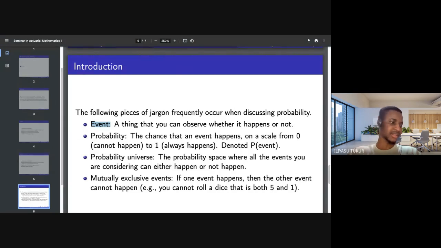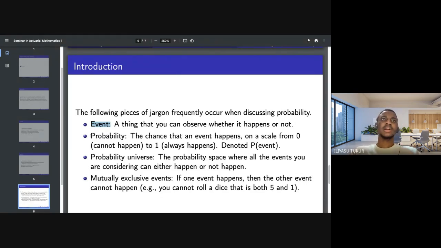So that is an event. An event of going to market, an event of an accident happening, an event of maybe someone being sick, an event of rain falling today, all these events. A lot of them, rolling a die, tossing a coin, and things like that. So that is what is meant by an event: a thing that you can observe, whether it happened or not.